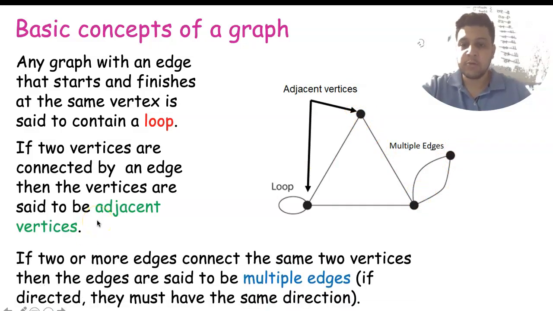If 2 or more edges connect the same 2 vertices, then the edges are said to be multiple edges. If they are directed, they must be in the same direction. For us, we're not really doing directed graphs in chapter 5, so direction is not too relevant, but we'll still mention it for when we do it in semester 2 content. If we look at these two vertices, they have 2 edges that connect both of them, so these are known as multiple edges.